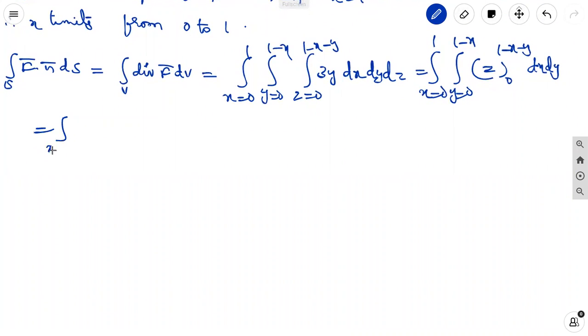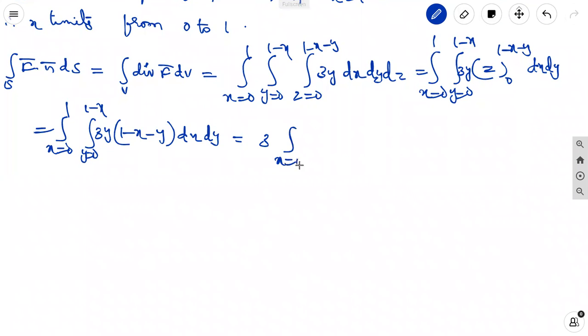So it is equal to x limits from 0 to 1, y limits from 0 to 1 minus x. Upper limit is 1 minus x minus y. Here 3y is a constant function. This is 3y into 1 minus x minus y, lower limit is 0, into dx dy. 3 is a constant, outside, x equal to 0 to 1, multiply with y minus xy minus y square, here y limits also 0 to 1 minus x, dx dy.